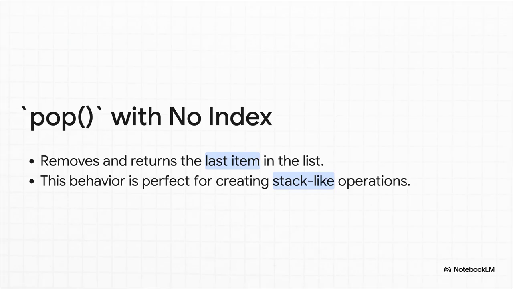Now, pop has another neat trick up its sleeve. If you call it without giving it any index at all, it just automatically removes the very last item from the list. This behavior is absolutely perfect for creating what we programmers call a stack. Just think of a stack of plates. You put a new plate on top, and you take a plate off the top. The last one you put on is the first one you take off. It's a really common and powerful pattern in programming.